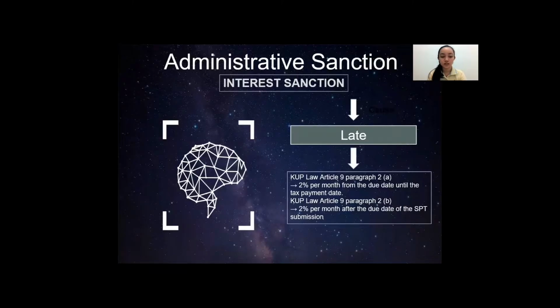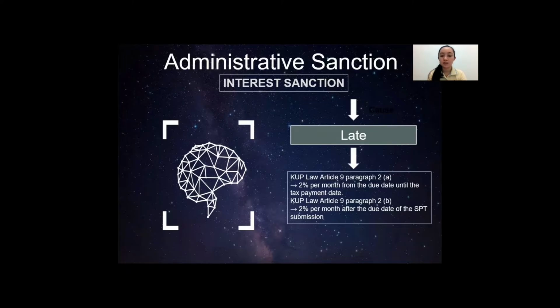Next, interest sanction. Similar to fine sanction, interest sanction will also be imposed on taxpayers who do not pay tax on the due date, or in other words, are late to pay the tax. The interest sanction is based on the KUP Law Article 9 Paragraph 2A and 2B. Paragraph 2A discusses the fine that will be imposed on the taxpayer who pays the tax after maturity, which is 2% per month, calculated from the due date until the tax payment date.